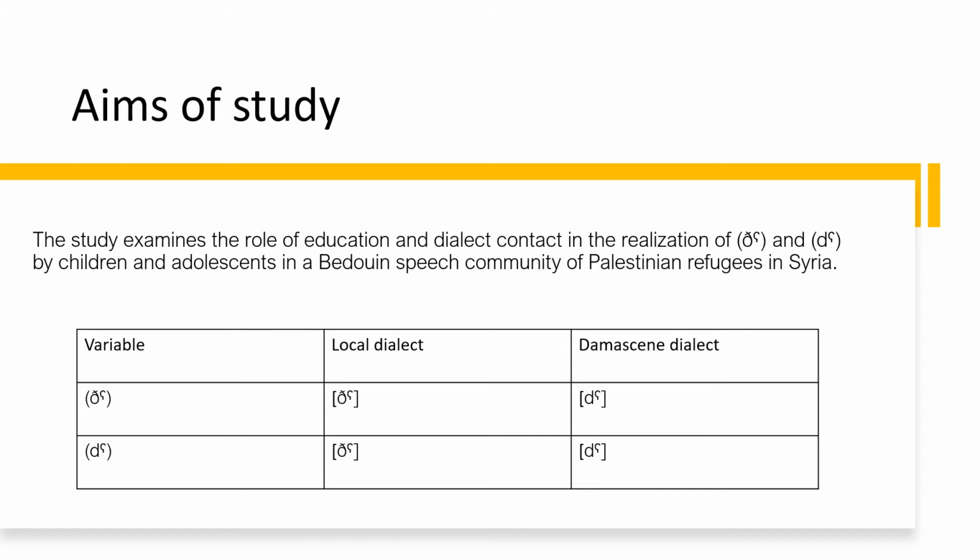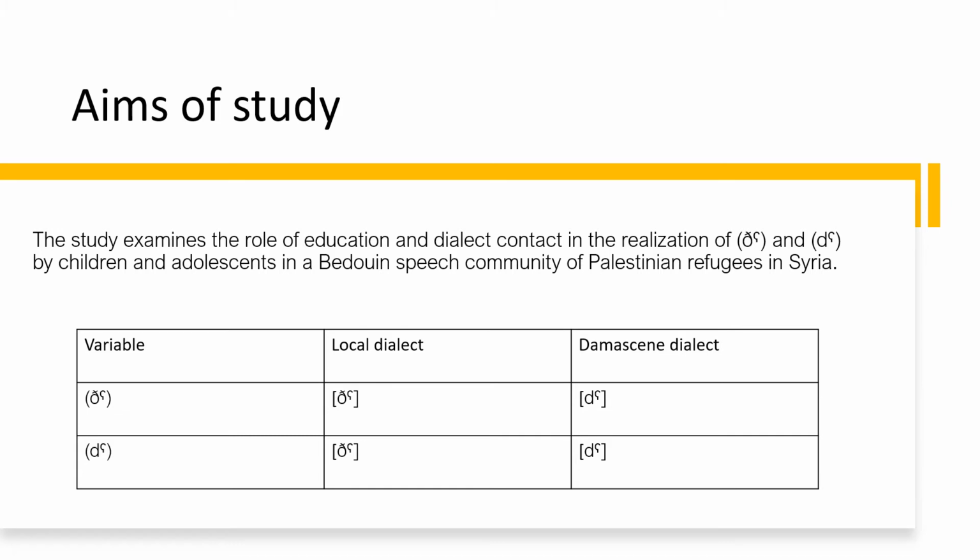As you can see, in the local dialect, both variables are realized as the interdental fricative, whereas in the urban dialect of Damascus, they're realized primarily as the alveolar plosive. Again, going back to what we know about prestige in Arabic, the Damascene variants would be viewed as more prestigious with regards to vernacular Arabic.